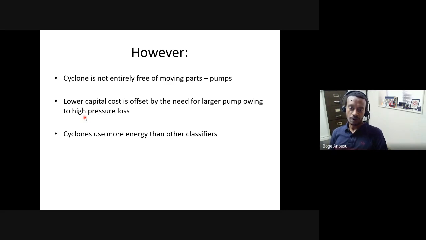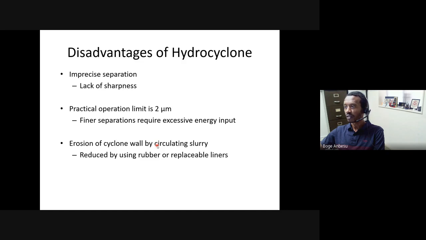And if you are looking at the wrong feed material, efficiency can be very poor as well. Sometimes, if you have a poor efficiency as a result of operational parameters, then your cyclone may not give you whatever you're expecting to get from it. For example, it could be imprecise separation.